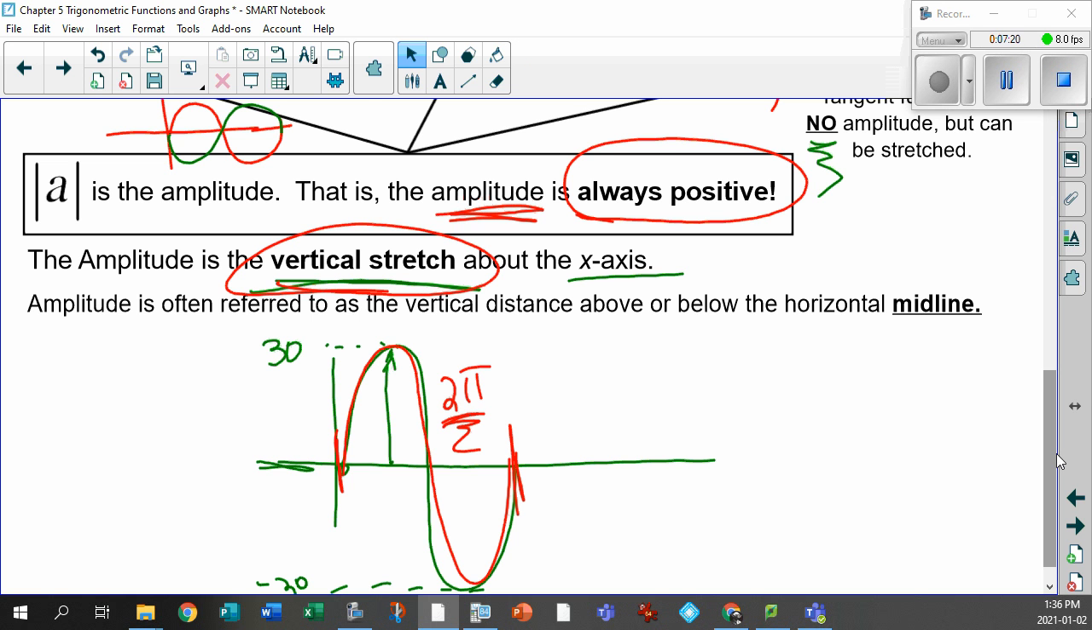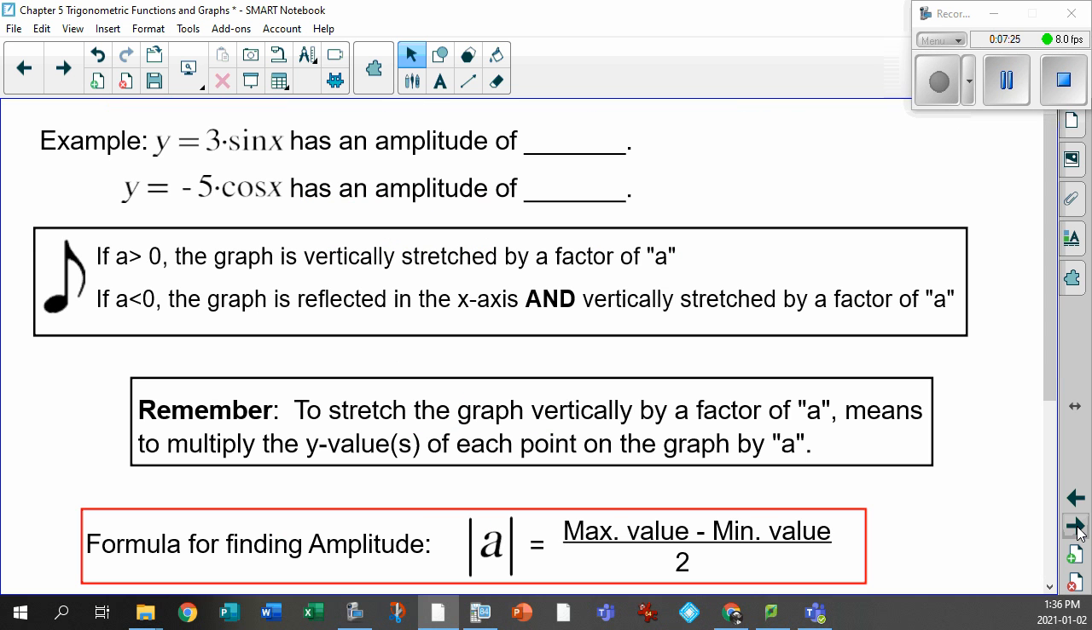Okay, so now let's take a look at some really cool questions. You ready? Here we go. So I've got a couple questions I want to ask you, and this is it. Look, for example, if I gave you something like y equals 3 sine x, you know and I know that this has an amplitude of 3. Look at this one, case in point. This is a -5 cosine x.